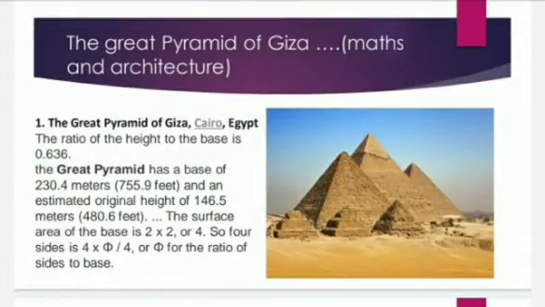And now, at last, we have the Great Pyramid of Giza. The Great Pyramid of Giza is situated in Cairo, Egypt. The ratio of the height to the base is 0.636. The Great Pyramid has a base of 230.4 meters, which is equal to 755.9 feet, and an estimated original height of 146.5 meters, which is equal to 480.6 feet. The surface area of the base is 2 into 2 or 4. So 4 sides is 4 multiplied by 5 divided by 4 or 5 for the ratio of sides to base.